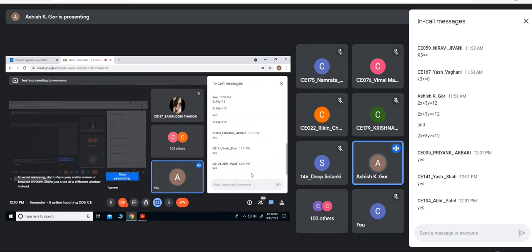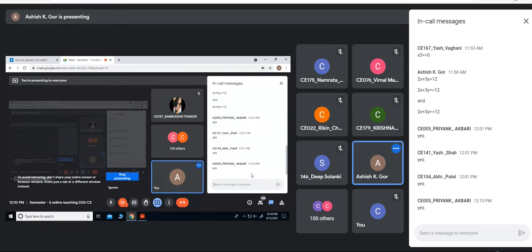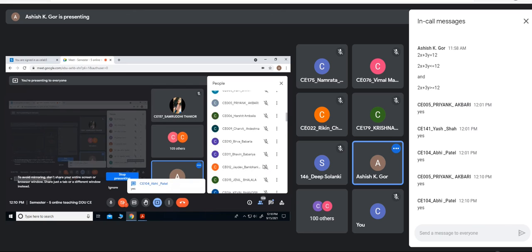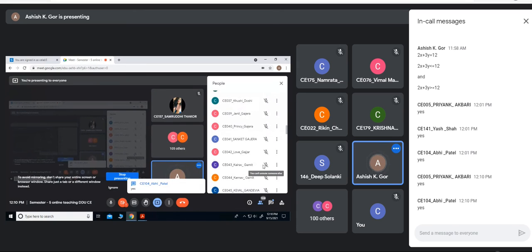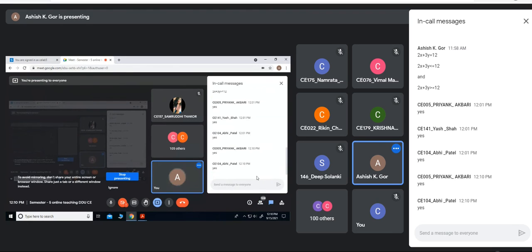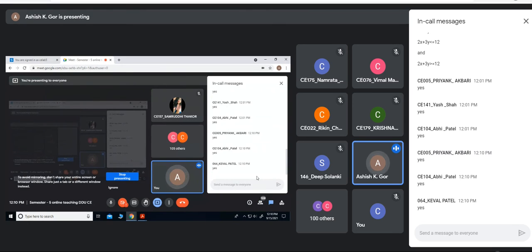Getting this, Priyank, Abhi, Yash? Yes. What about others? There are approximately 100 students, right? Guzar, Neville, Janil, Keval. Yes, yes.